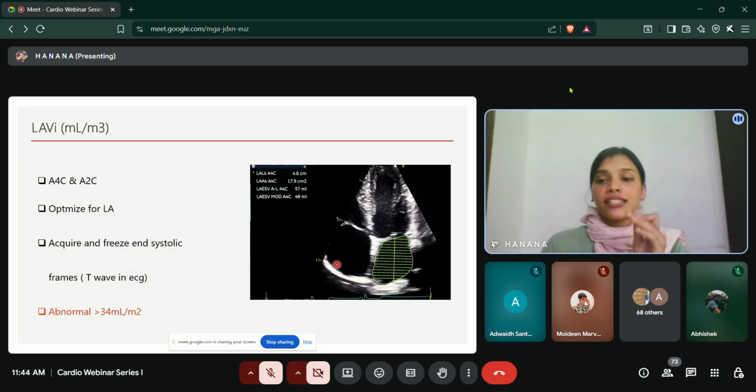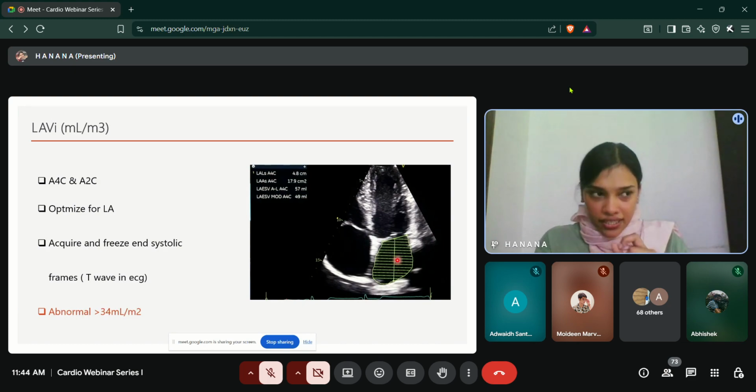You should freeze at the end systolic frame, which will be the T wave in the ECG. You should stop the cursor, press the freeze button and move the cursor trackball, and now freeze at the end systolic frame, which corresponds to the T wave in the ECG.